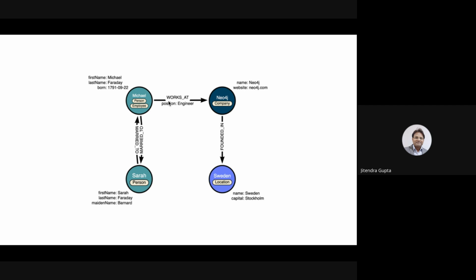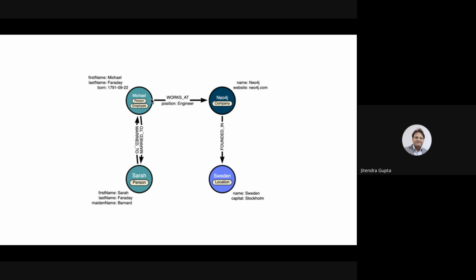Okay. Now similarly, if I want to establish a connection between Neo4j, that is a company, and Michael, again I am creating another relationship here, a unidirectional relationship, which is like he works at, right? So that's a relationship property, he works at, and the property is that he is having a position as engineer.